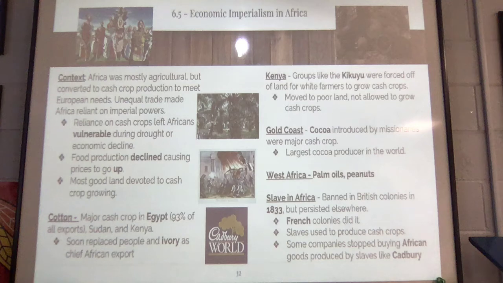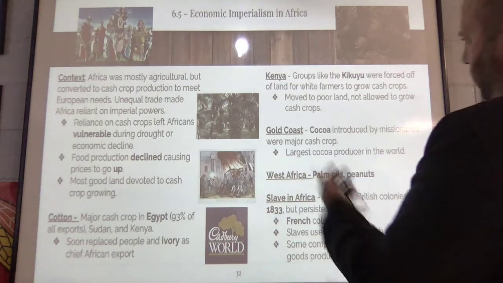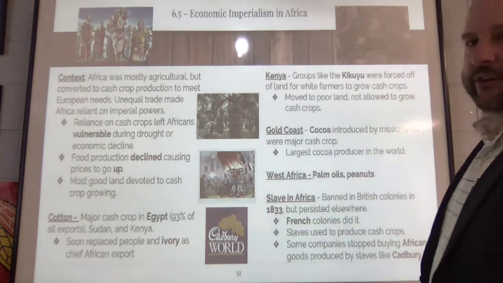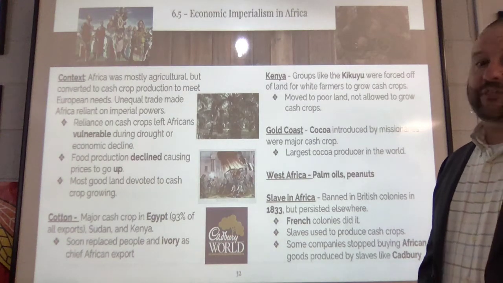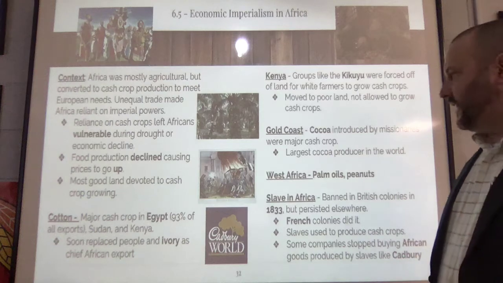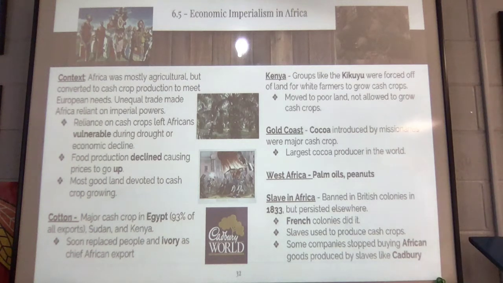In Kenya, groups like the Kikuyu were forced off of the land for white farmers to grow cash crops. And of course, they moved to land that was a little less arable, and they weren't allowed to grow cash crops, if they could grow anything at all. On the Gold Coast there in West Africa, cocoa is a major cash crop, and the Gold Coast will become the largest exporter of that. And for those of y'all who like chocolate, you know exactly what this is.